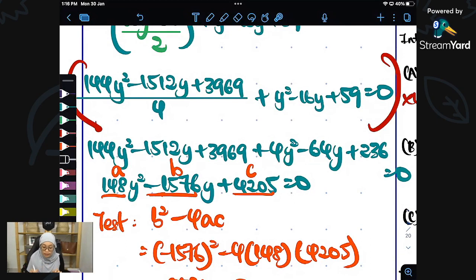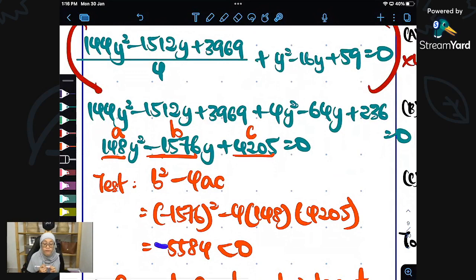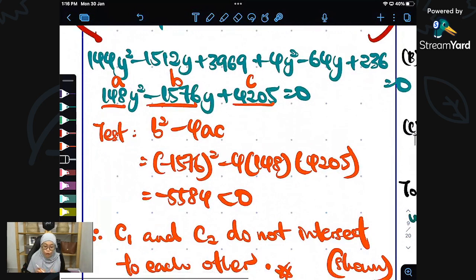1576. And then A is 148, and then C is 4205. And then when you solve it, you will get a negative value, a negative sign. So negative sign means less than 0. Therefore, less than 0 means the circles do not touch each other. All right? Therefore, we conclude that C1 and C2 do not intersect each other, shown.